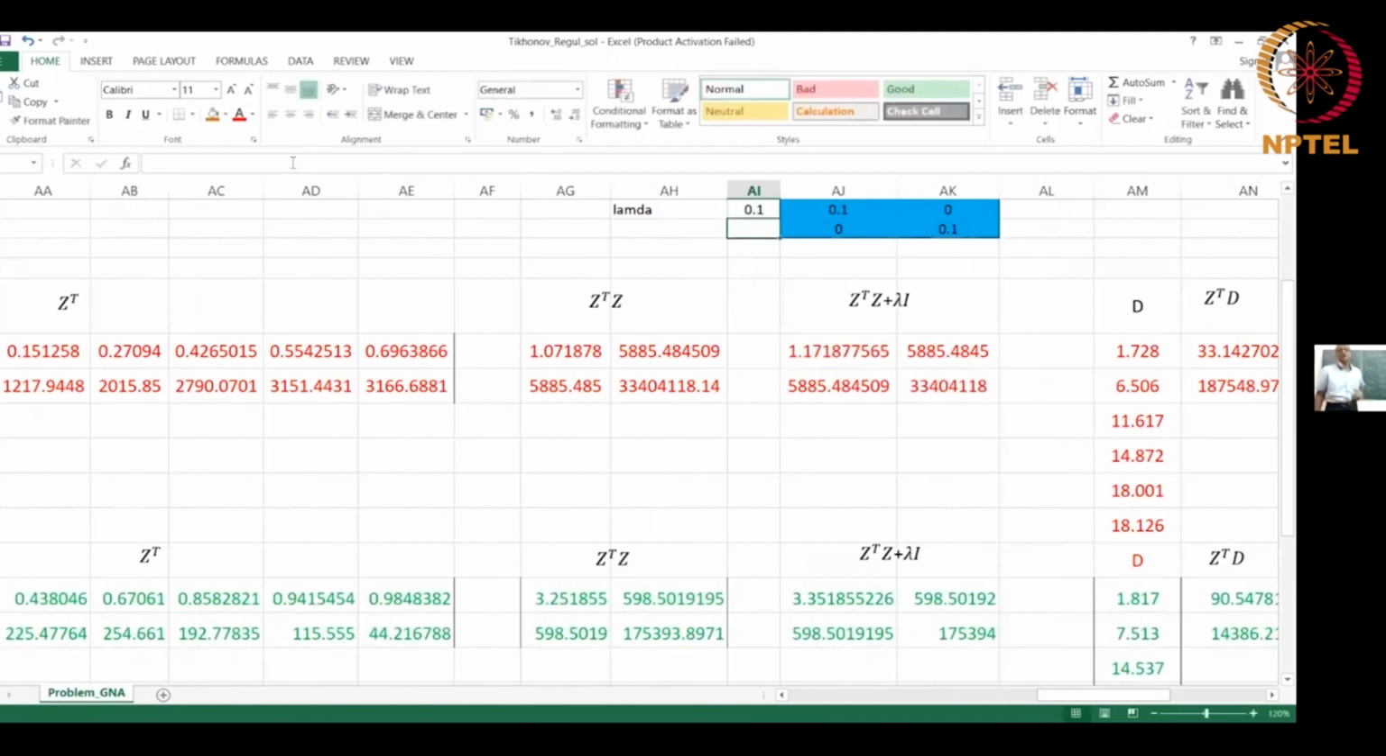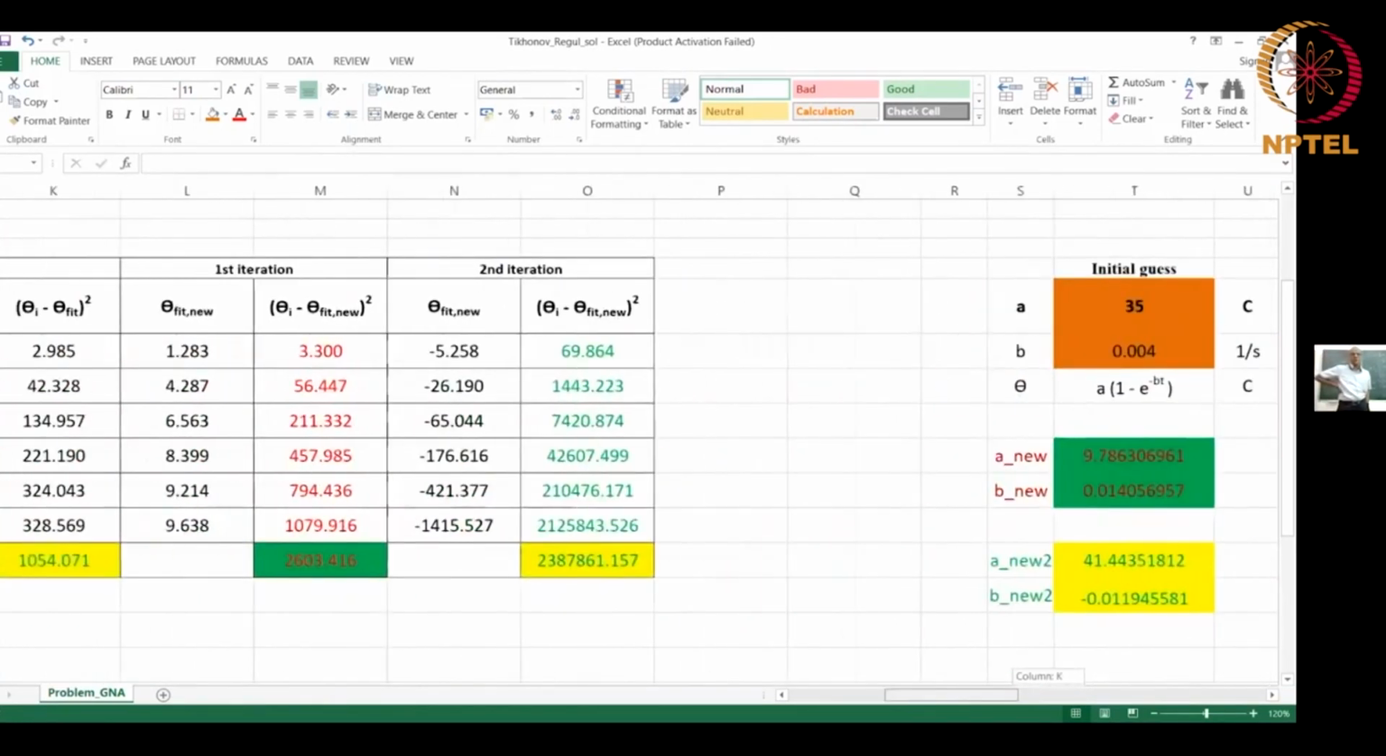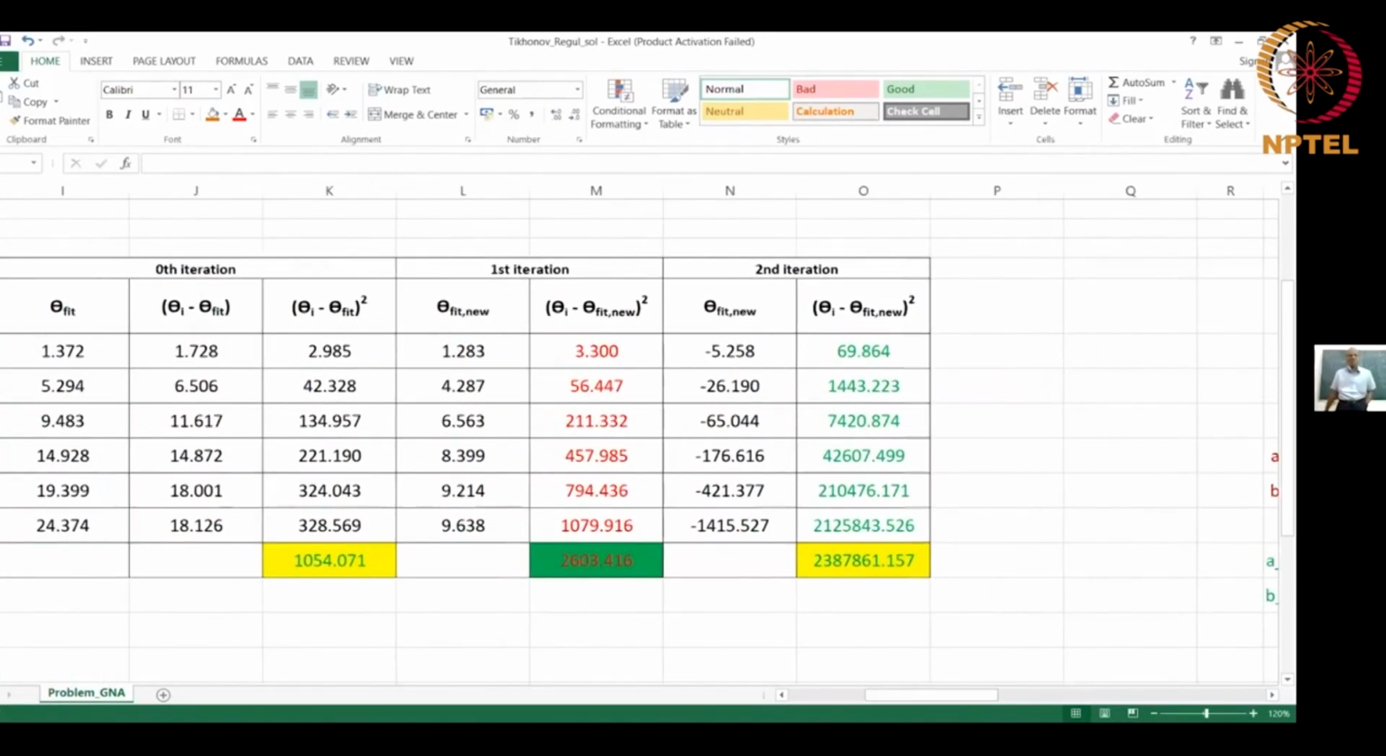See, he has actually automated it. Yes, sir. Come down. Lambda equal to 0.1. It causes some violent changes. See that from 1054, it is becoming 2503. So lambda equal to 0.1 seems to be a very high damping. For this set of conditions, it doesn't work. Therefore, whatever worked for Levenberg-Marquardt is not working for this.